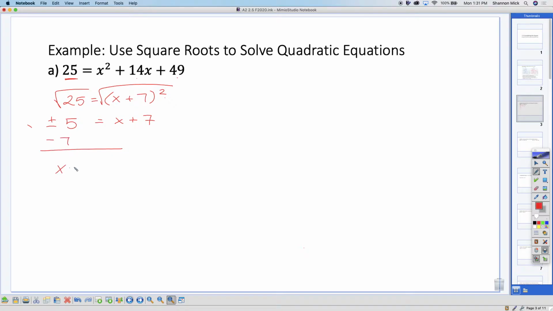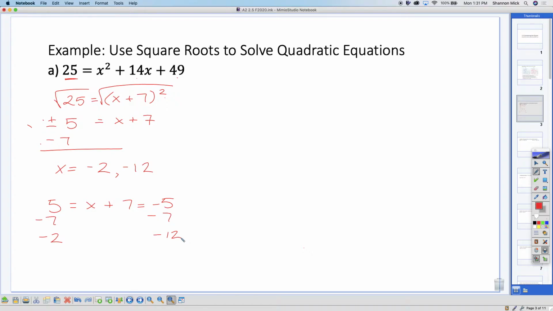So I now have positive 5 minus 7, which is negative 2, and negative 5 minus 7 is negative 12. There we go, because we have a positive and negative 5. Another way I could have written that, and sometimes I do, is 5 equals x plus 7 equals negative 5. Then subtract 7, and I get negative 2 and negative 12. Okay? So either way, it doesn't matter.